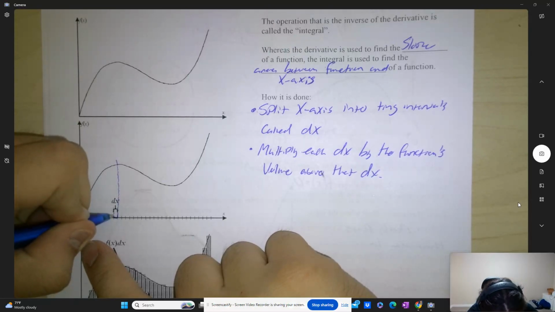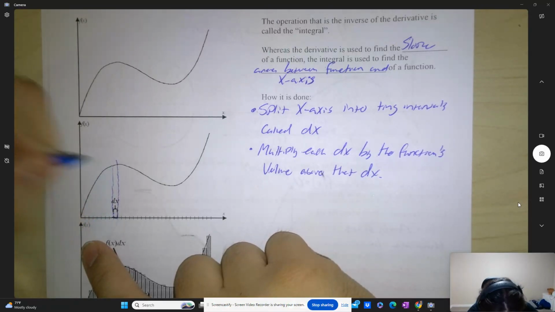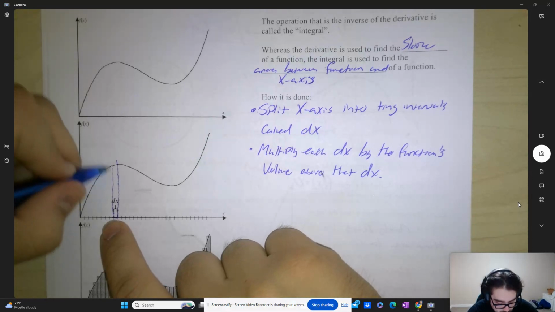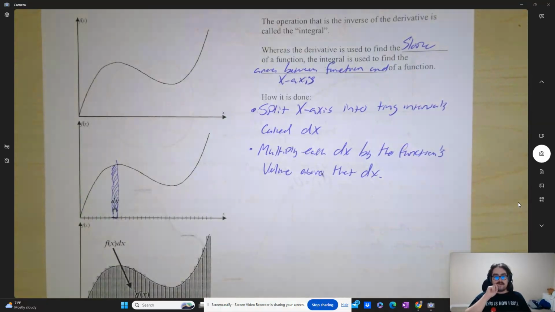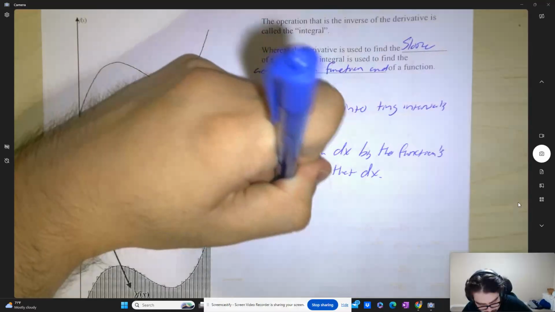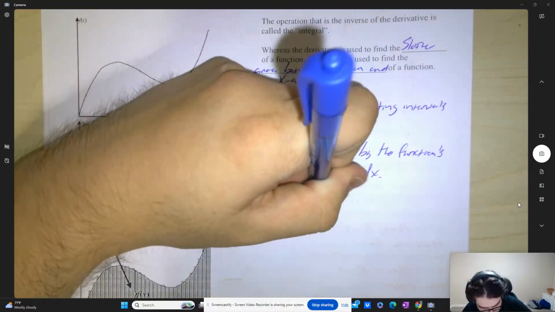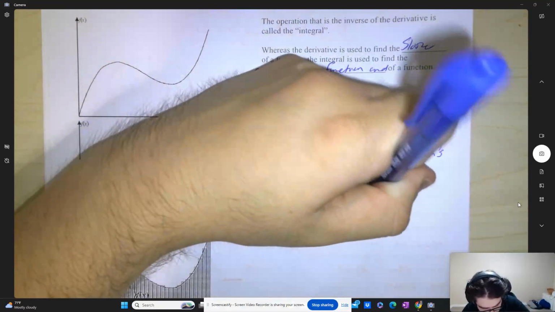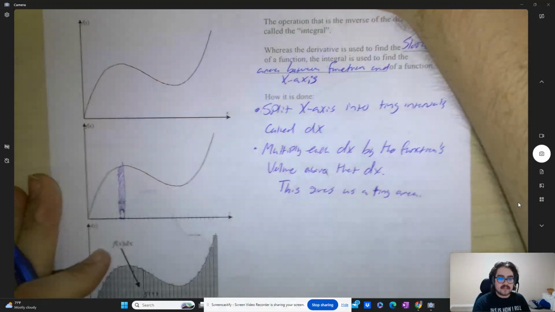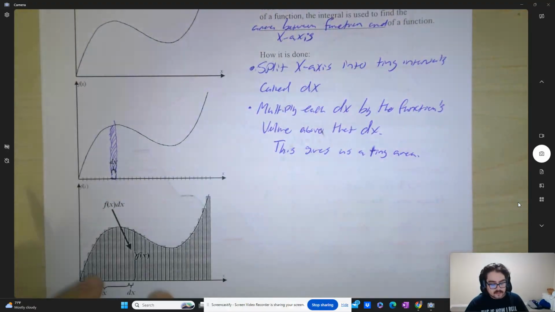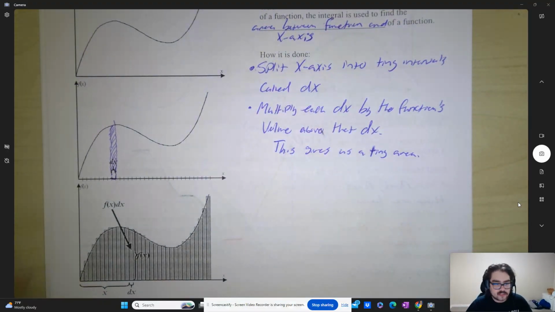Do you see what I'm making? I just made a rectangle. So I'm really just getting the area right here. So this gives us a tiny area. We're getting a tiny bit of the area under the function, but as you can see in the final image right here, it's not just one rectangle, it's a bunch of rectangles.